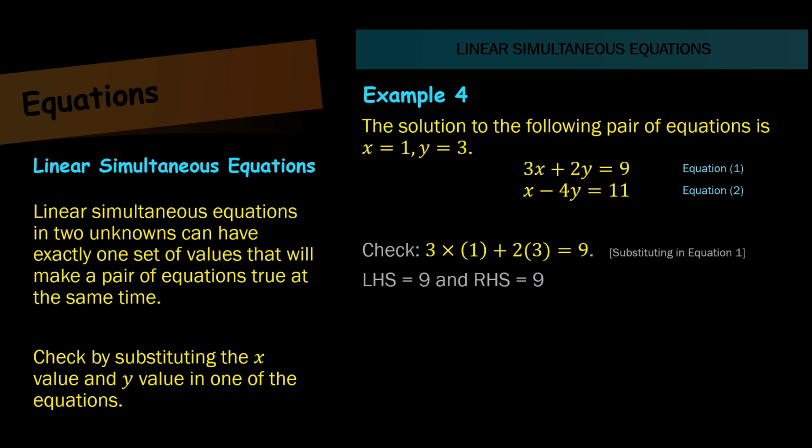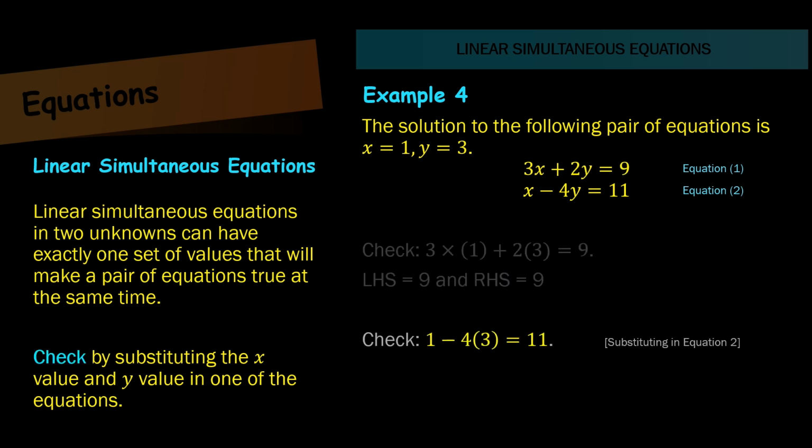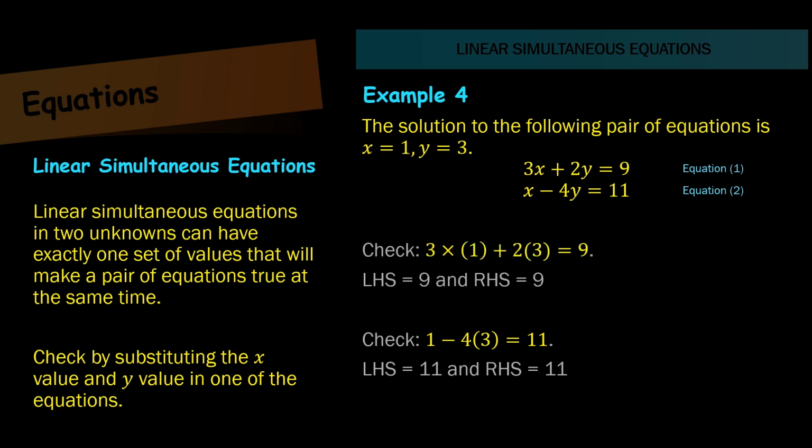We can also check in equation 2. X equals 1, 4 from the equation. Y equals 3, and 11 from the equation. The left-hand side equals 1 minus 4 times 3, which is 11, and the right-hand side equals 11 too. And therefore we've checked that x equals 1 and y equals 3 do indeed satisfy both equations.